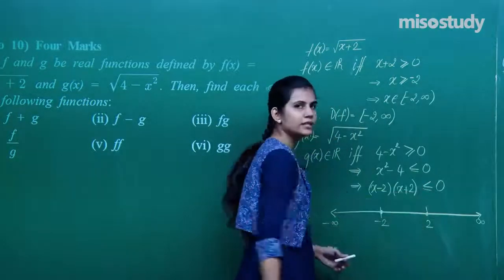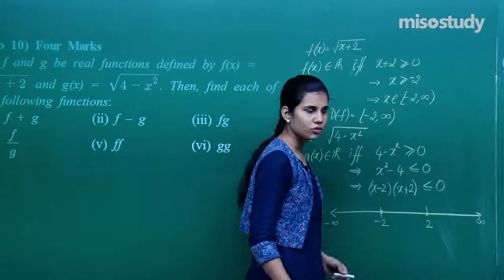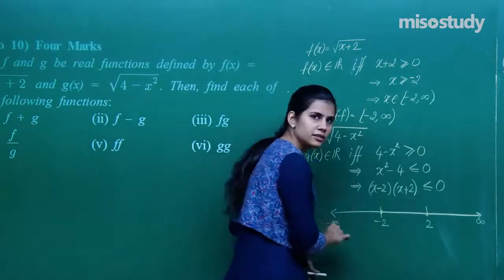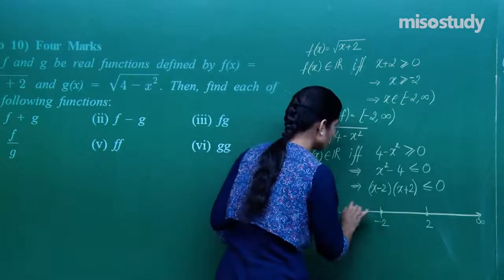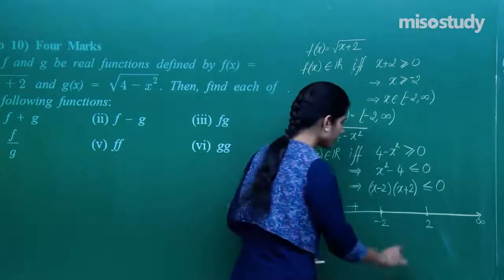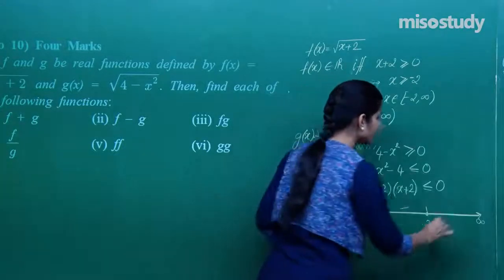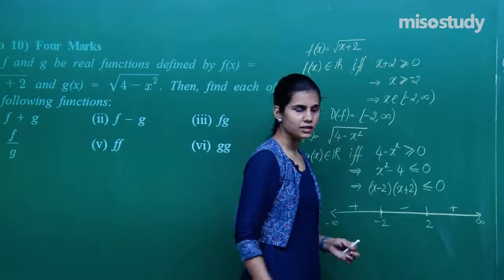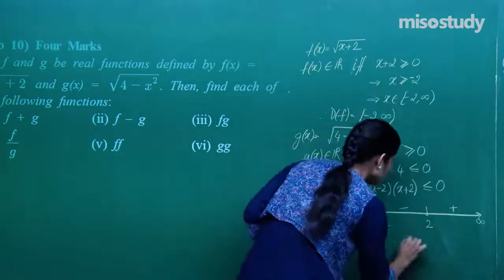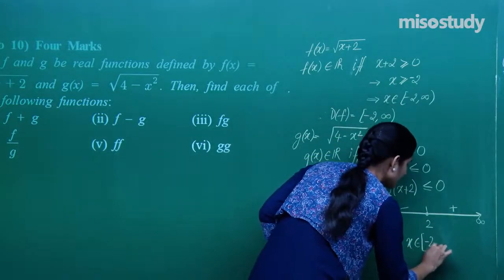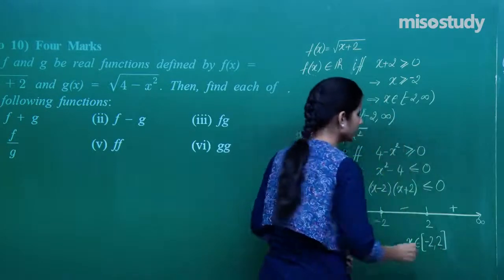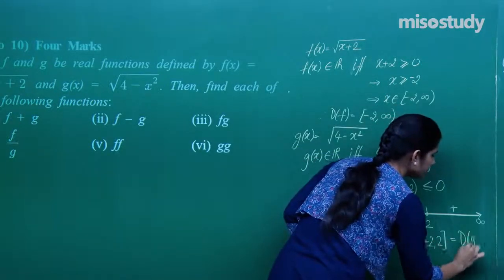What about less than 0? When will this product be less than 0? Well, if you take any quantity less than minus 2 as x, you will get a positive answer. From here if you take, then you will get a negative answer. From here if you take, you will get a positive answer. You can check, and therefore x belongs to minus 2 comma 2 closed interval. This is the domain of g.